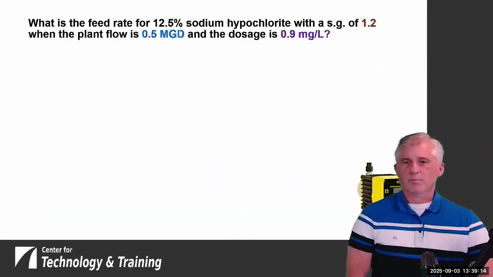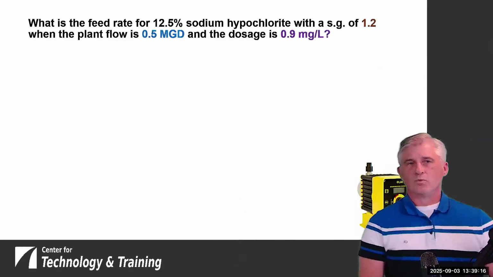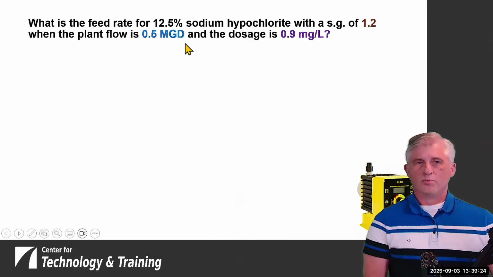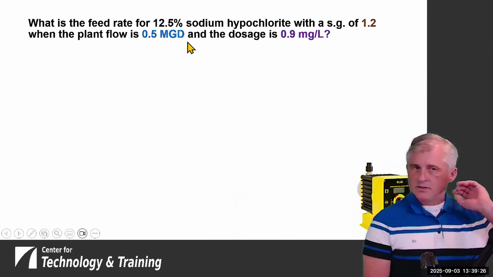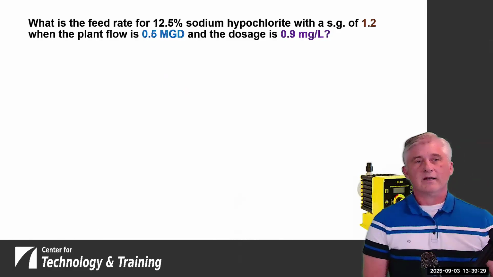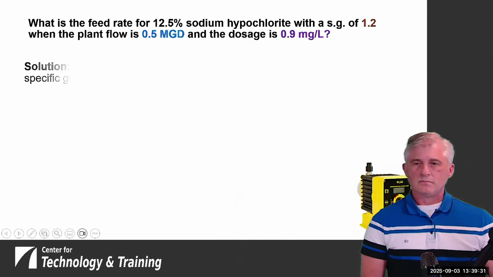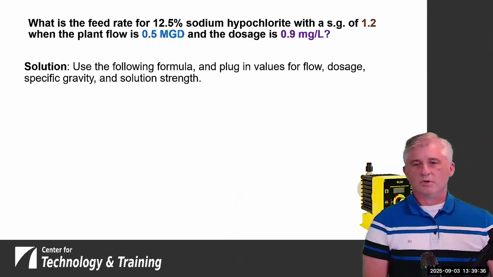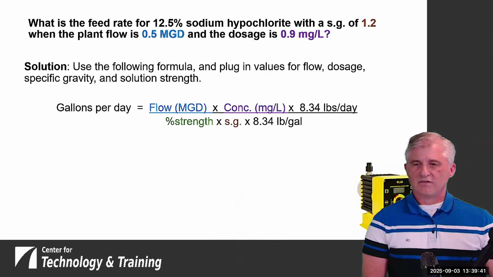All right, let's look at an example. What is the feed rate for 12.5% sodium hypochlorite with a specific gravity of 1.2 when the plant flow is 0.5 million gallons a day, 500,000 gallons a day, and the dosage is 0.9 parts per million? We're going to use the formula and plug in those values for flow, dosage, specific gravity, and solution strength. So there's our formula, modified for the fact that we don't have full strength and we're using liquid chlorine.